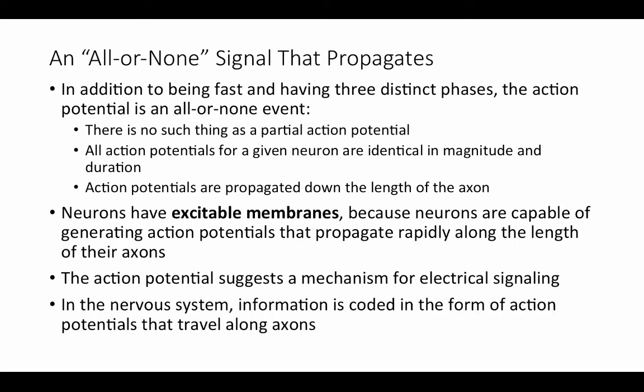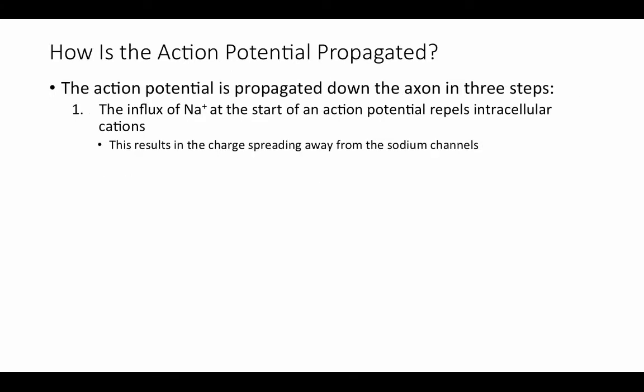So in the nervous system, information is coded in the form of action potentials that travel along axons, and the nature of the information is coded by the frequency of action potentials and the pathway that they take through the nervous system. So how is this action potential propagated? How does it move along the axon? So the action potential is propagated down the axon in 3 steps.